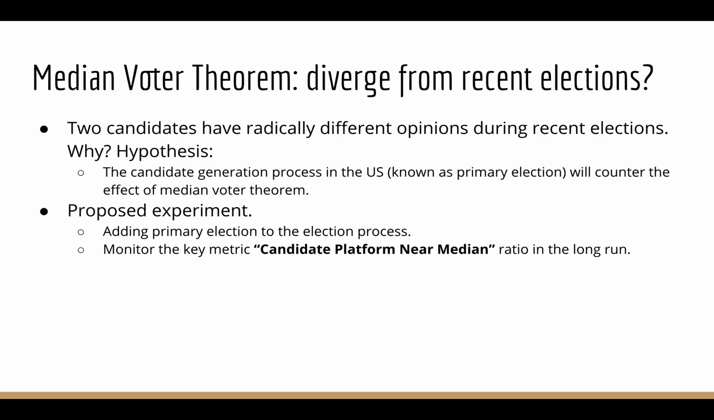Why is that? After some thought, I made the following hypothesis. The candidate generation process in the United States, known as the primary election, will counter the effect of the median voter theorem. So I proposed the following experiments to add the primary election, and then we monitor the key metric, candidate platform near median, in the long run.